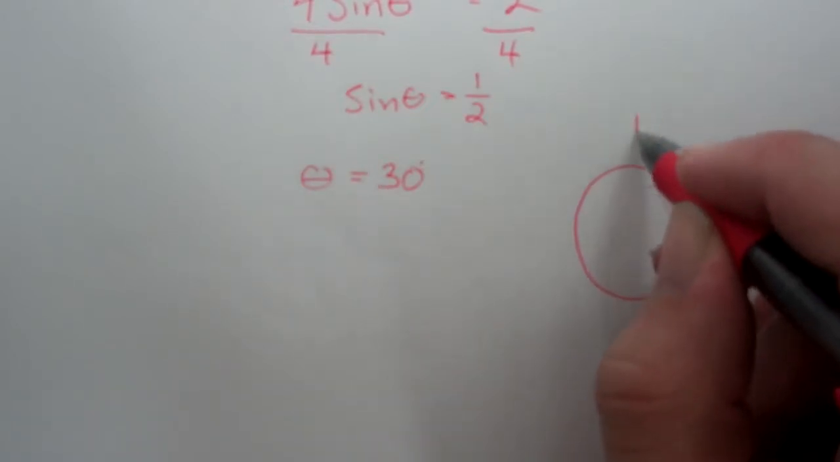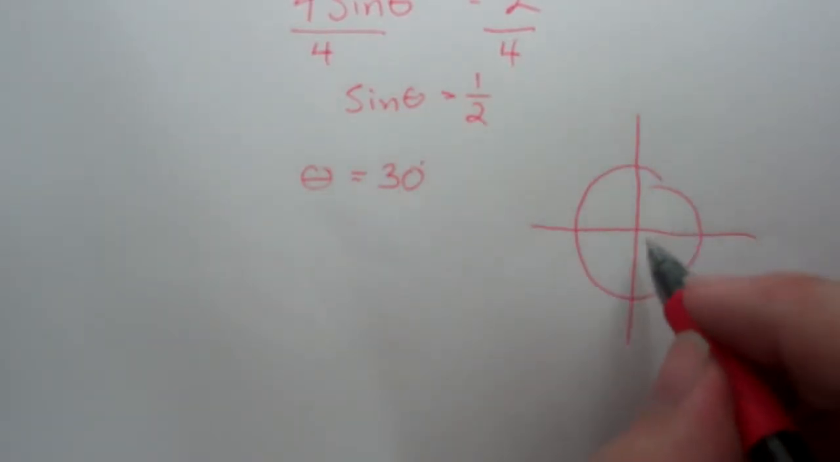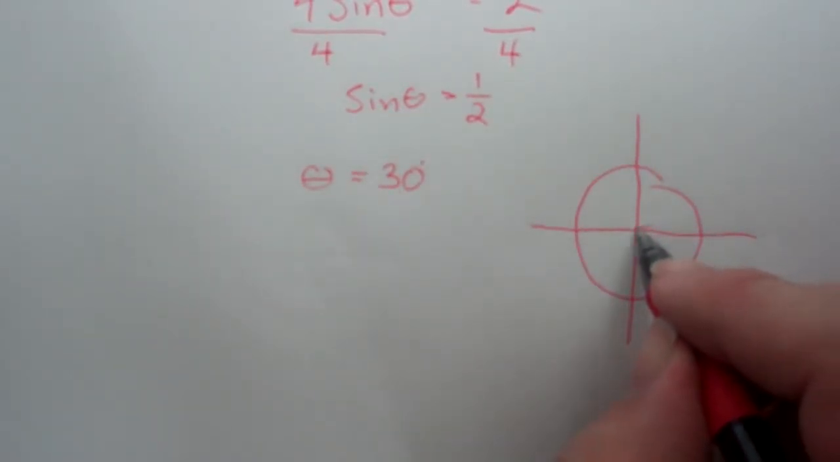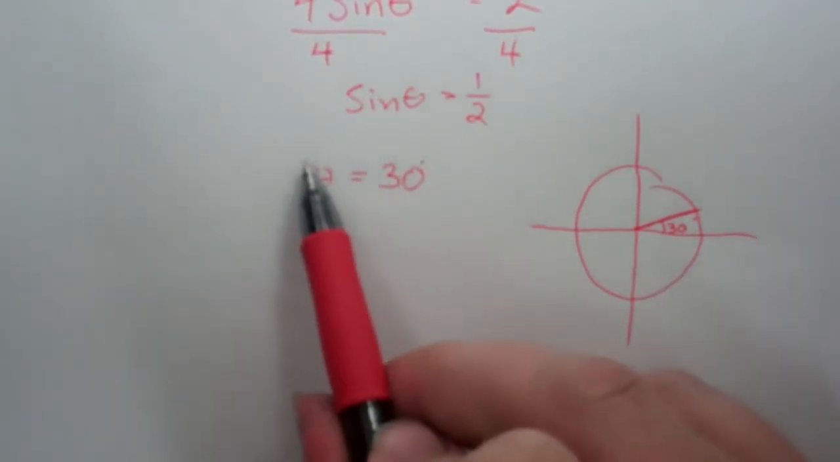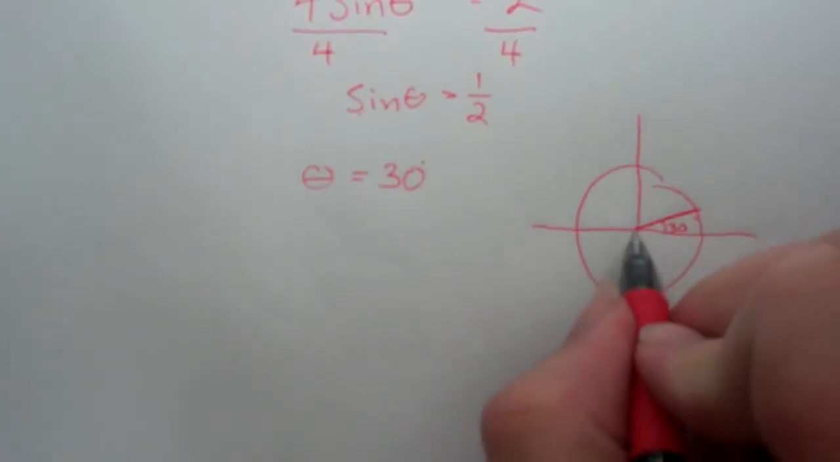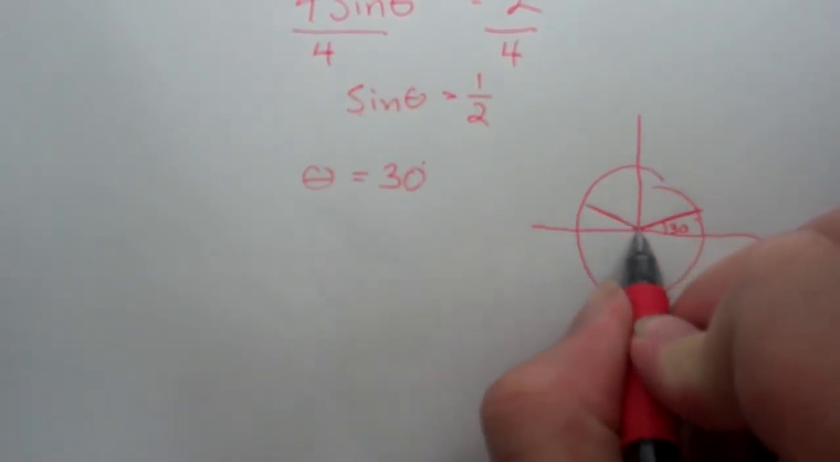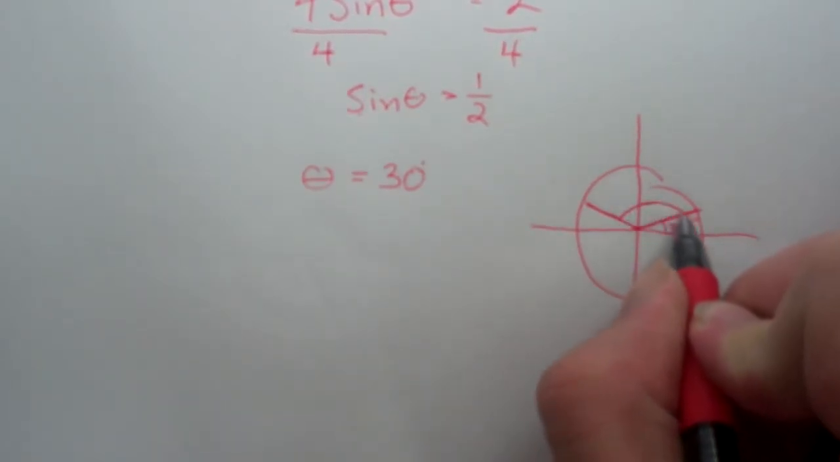So on the side, the next step is to draw a unit circle. Estimate where 30 degrees is. 30 degrees is perhaps right about there. There's my 30. Since this is a sine, I'm going to reflect it across the y-axis. Here we are. And we need to find the size of this larger angle here.